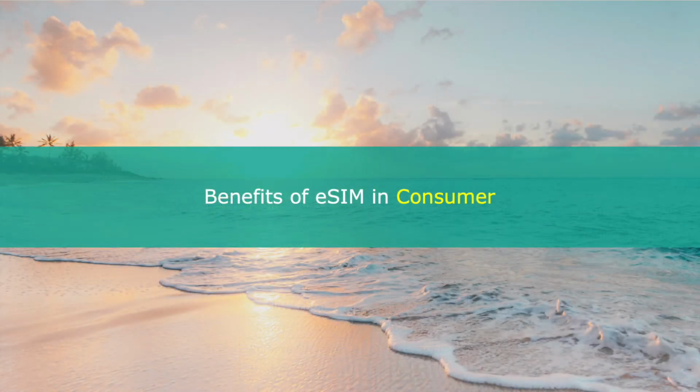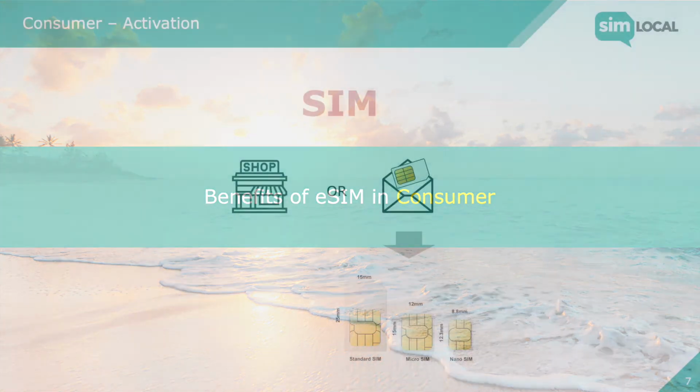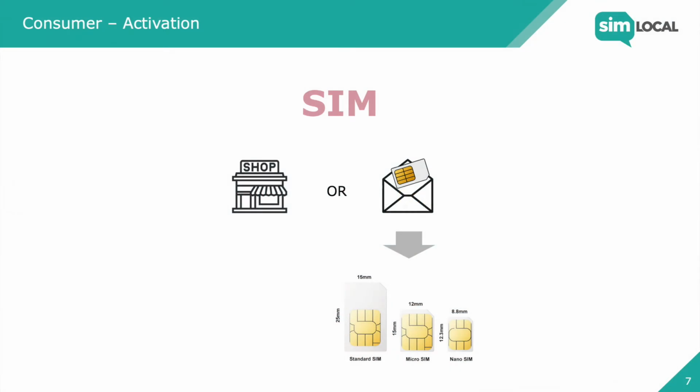Let's now have a look at the main benefits of eSIM then, and we split these benefits into 2 main markets. First of all, the consumer market, and then we'll talk about IoT, Internet of Things. So in the consumer market, let's talk about device activation. If you want a SIM card, you'll need to get it from a retail shop, or you can wait for one to arrive in the post. And of course, when the SIM card does arrive, you'll need to make sure that it's the right sized SIM for the device you have.